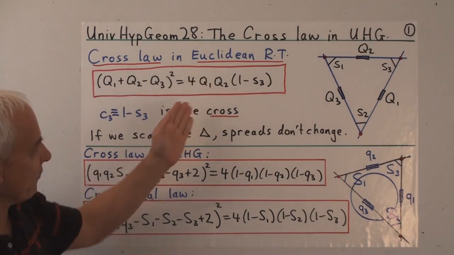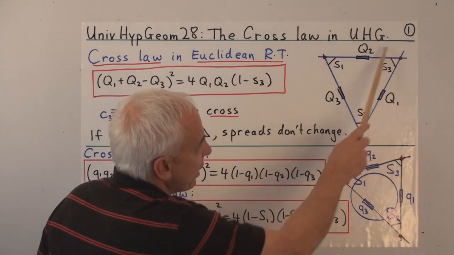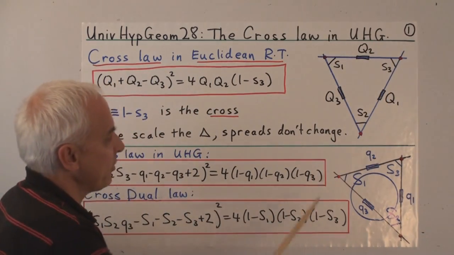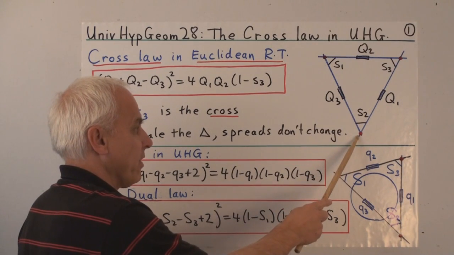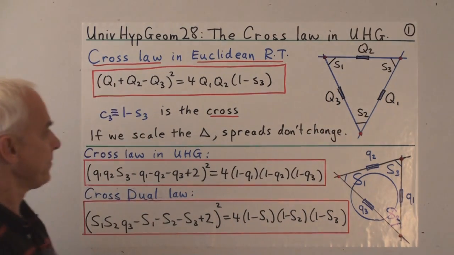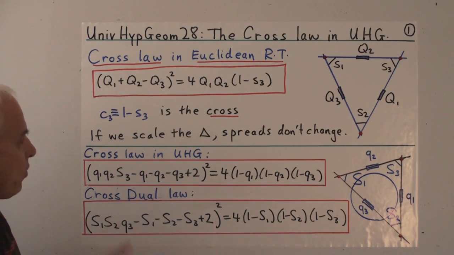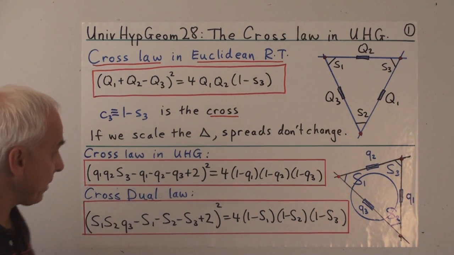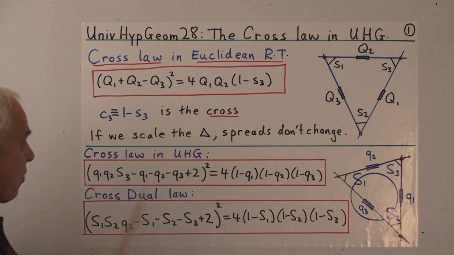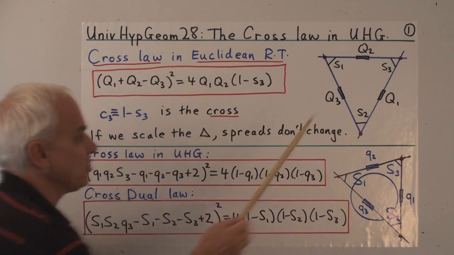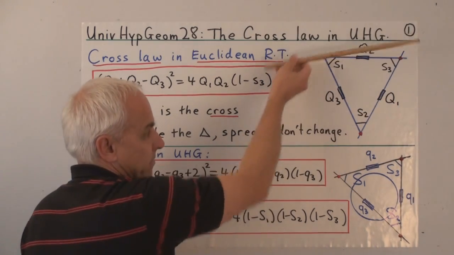And in fact, there's three of them because we were looking at this spread S3 here, but we could just as well have written down a formula with S2 or S1. And why is it called the cross law? Well, because in rational trigonometry, the quantity 1 - S3 is denoted C3, and that's called the cross between these two lines here.